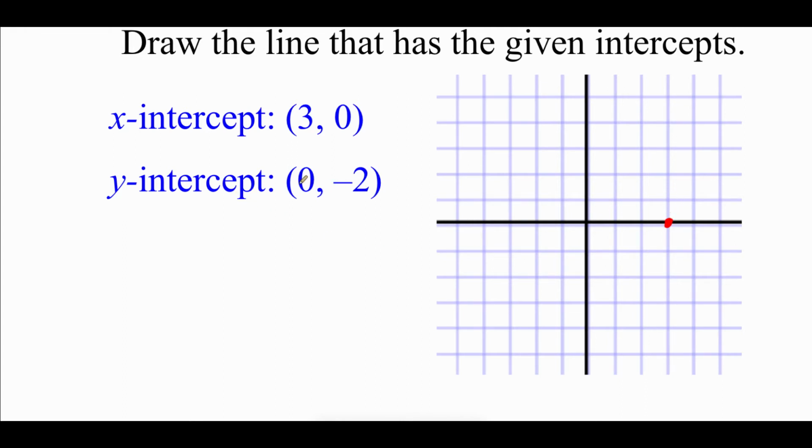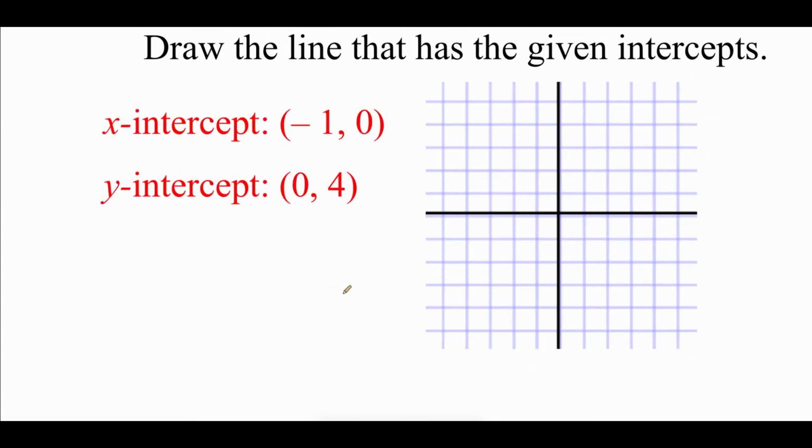Then our y-intercept is at the point 0, negative 2. So from the origin, we don't go anywhere left or right, but go down 2 spaces. So there is our y-intercept. Now I should be able to take that and connect that with a nice straight line. And then I'm going to put arrows on the ends of my line to show that it does extend forever and ever and ever. So that is the graph given this information.